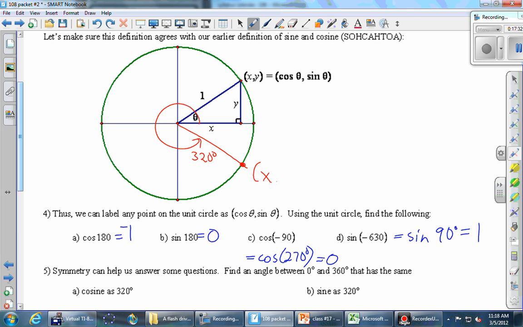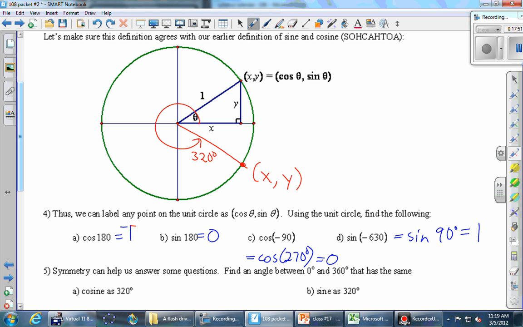If I could somehow get my hands on the x and the y coordinates of that magical angle, I would be done. Cosine of 320, sine of 320. It's really just about what the coordinates of that point are. Turns out those are not nice numbers. But we can find another angle that has exactly the same cosine as 320.